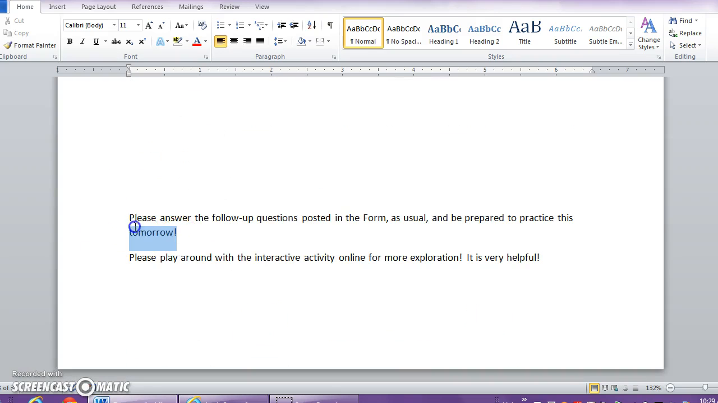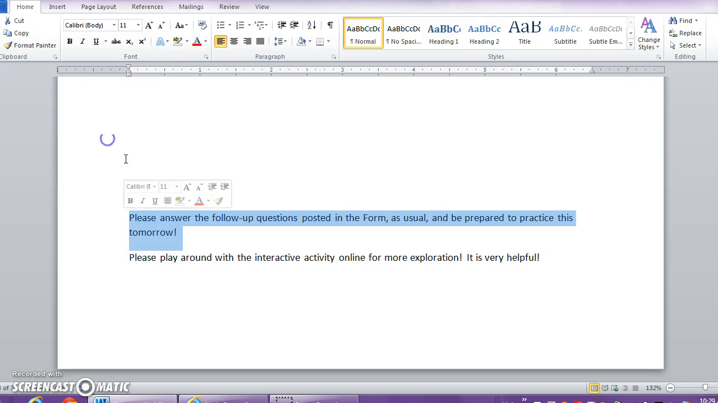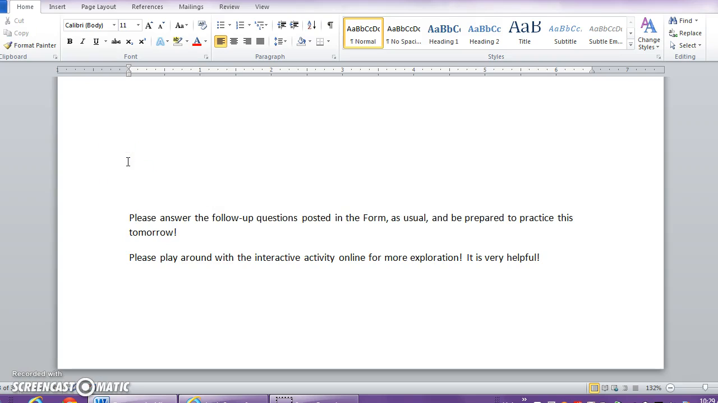So, today we're just going to worry about the sum of the interior angle measures of a polygon. So please answer the follow-up questions posted in the form, as usual, and be prepared to practice this tomorrow. Play around with the interactive activity online at the Illuminations site for more exploration. It's very helpful and it makes learning this material a lot easier.